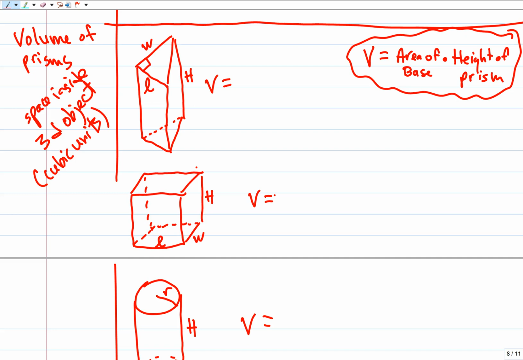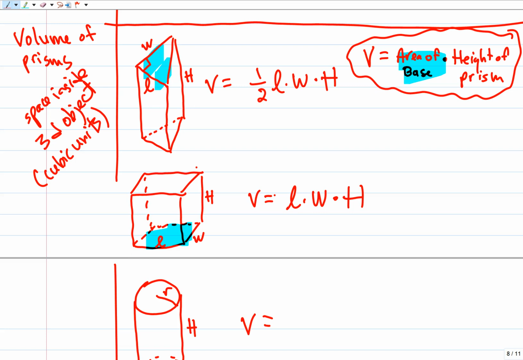The volume of any prism is the area of the base times the height of the prism. So, if it's a triangular prism, the base is a triangle. So the area of the base would be 1/2 length times width times the height of the prism, h. If it's a rectangular prism, then the base is this rectangle, which has an area of length times width times the height of the prism.